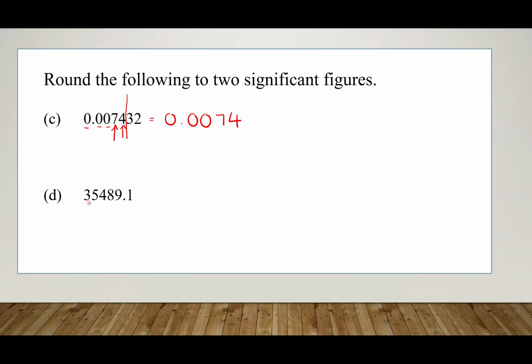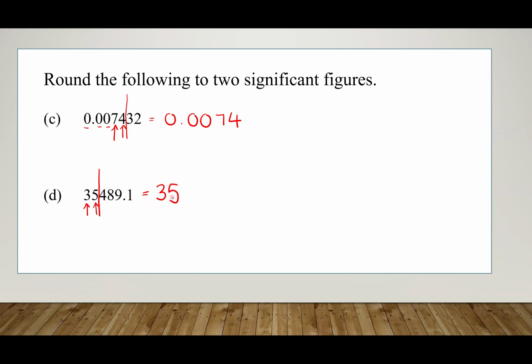In part D, I'm going to be able to start counting from the beginning. So 3 is non-zero and 5 is non-zero. They're my first and second significant figure. I'm now going to look to the right to decide if I'm going to round up or not. The number to the right is less than 5, so I'm not going to round up.